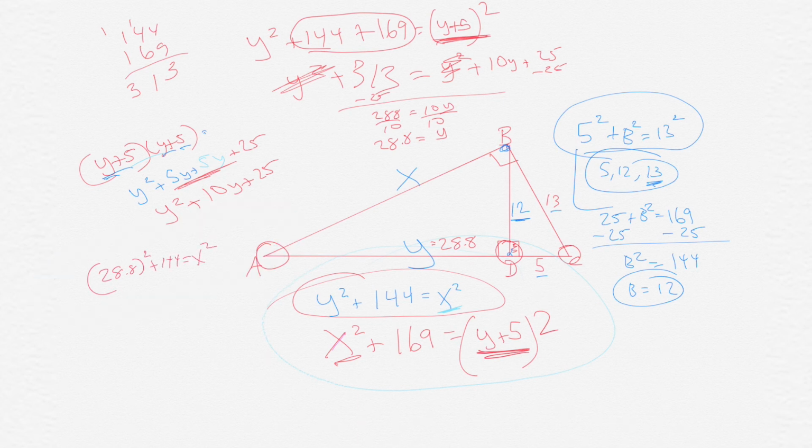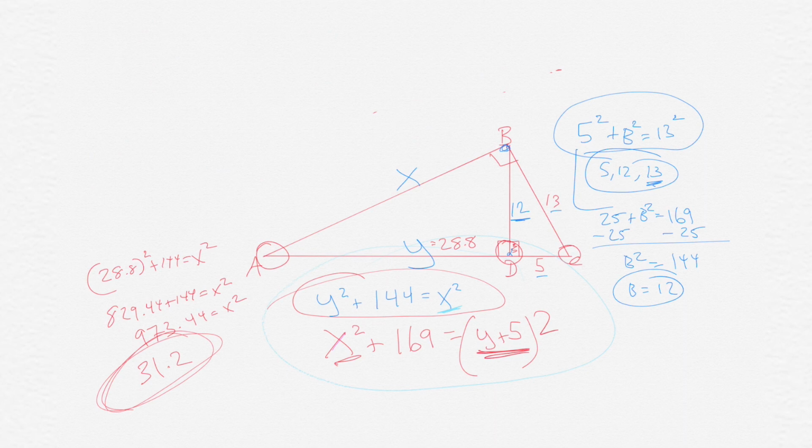And then we could use a calculator here. 829.44 plus 144 equals 973.44 equals X squared. And then we need the square root of 973.44, 31.2. All right, so X is then 31.2. And Y is 28.8, and then there's that little 5 there.